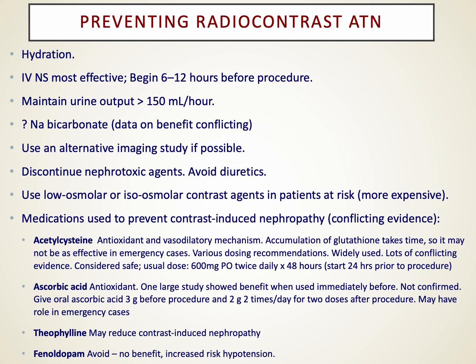In preventing radiocontrast ATN, probably the most effective and well-established protocol is to give saline, and to give a good amount of saline for a good 6 to 12 hours before the procedure to maintain a urine output of at least 150 mL per hour. There's some question about whether the addition of bicarbonate is helpful. It's conflicting data. Basically, what you want to look at is weighing the risk and the benefit for the patient in front of you. Do they really need the contrast dye?